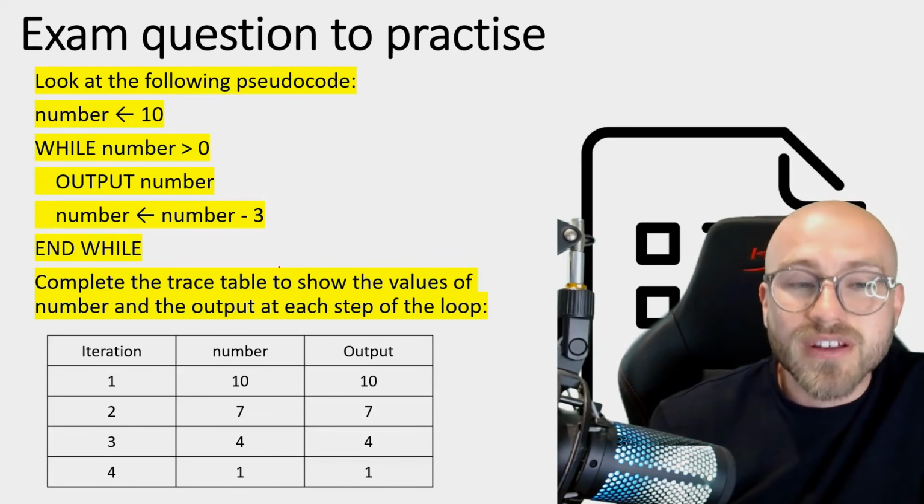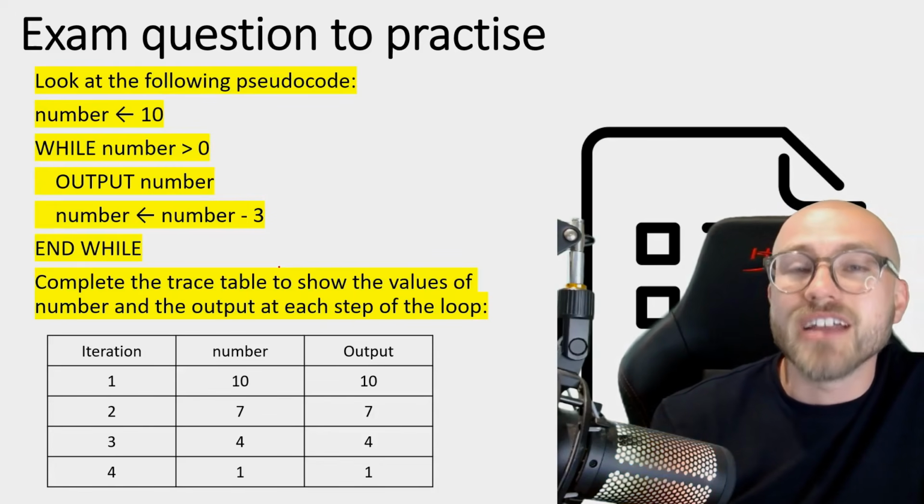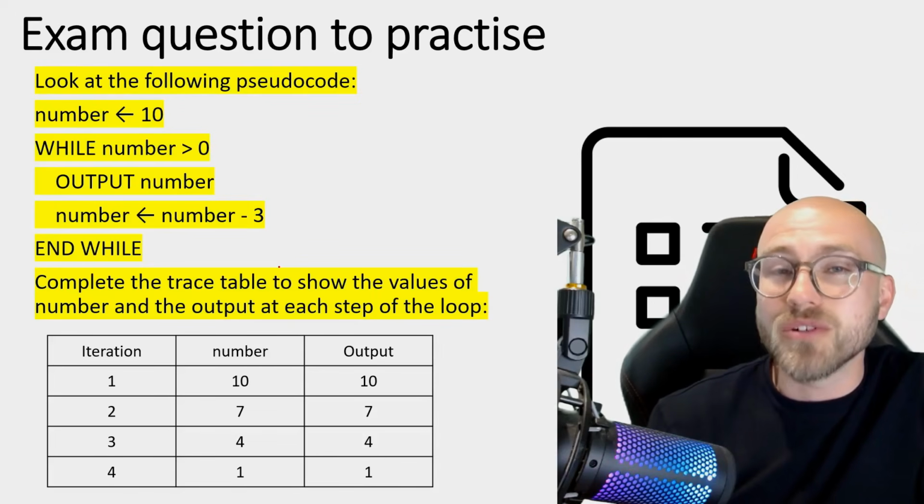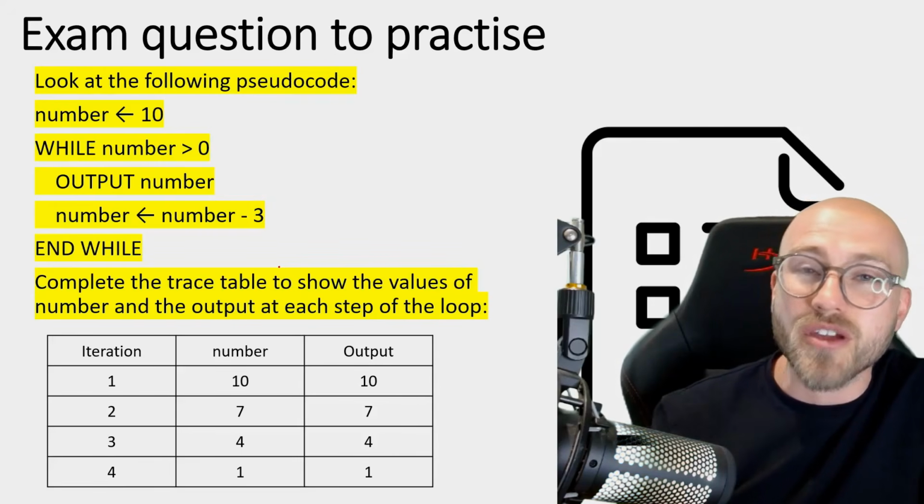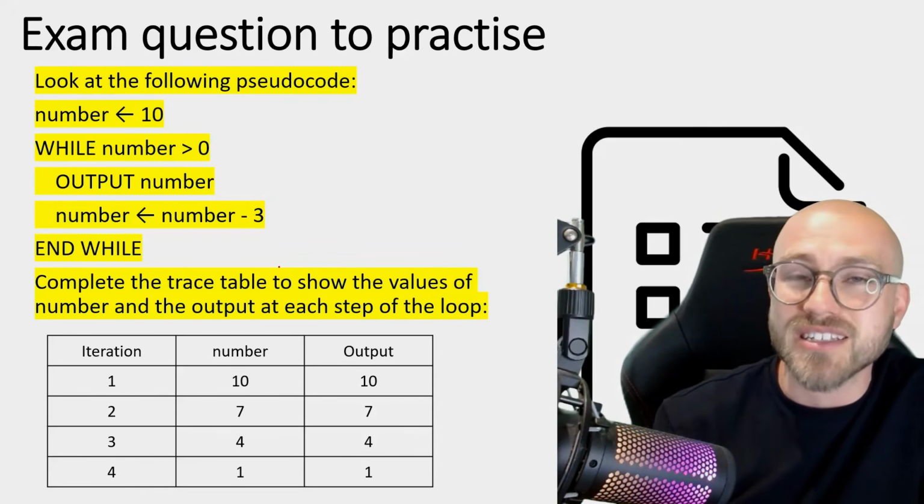We take 3 off, and then we put the output of 1 and the number at 1. That's when our while loop would finish, because while it's greater than 0, it was going to loop itself, but once we remove 3, it will be lower than 0, which means that's the end of the loop.